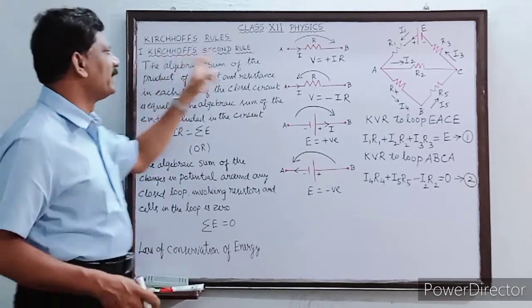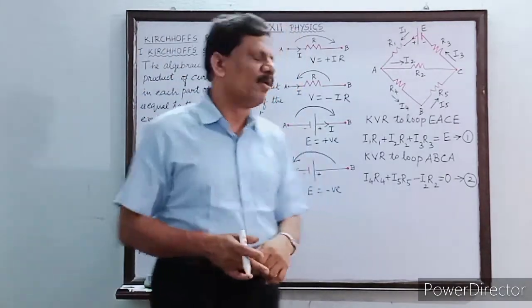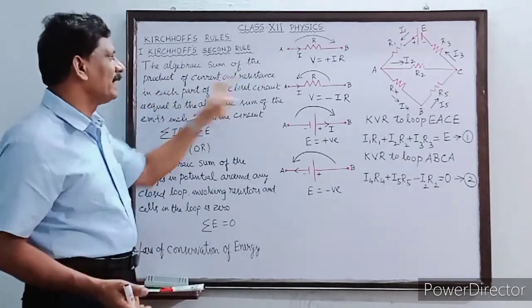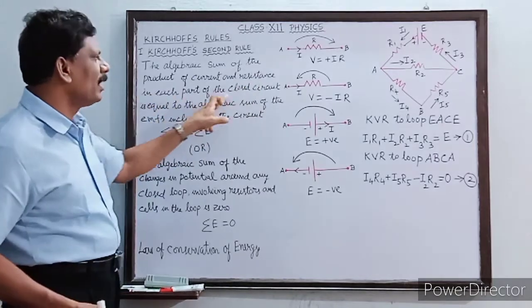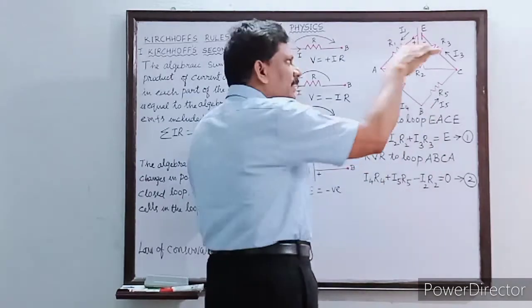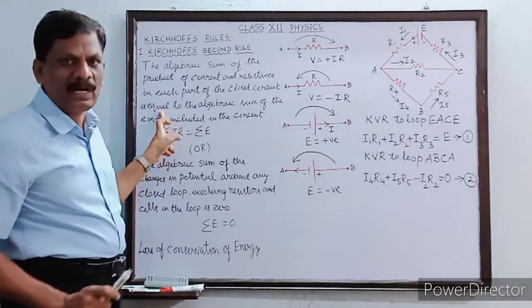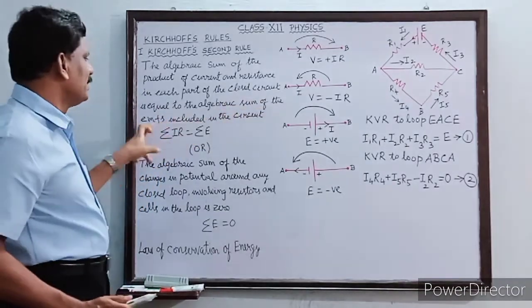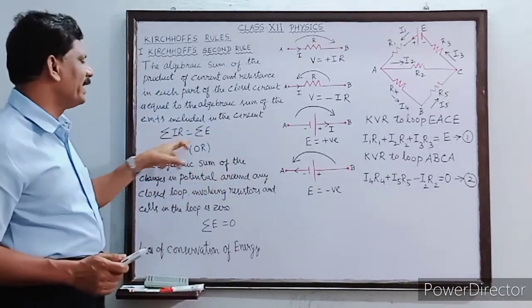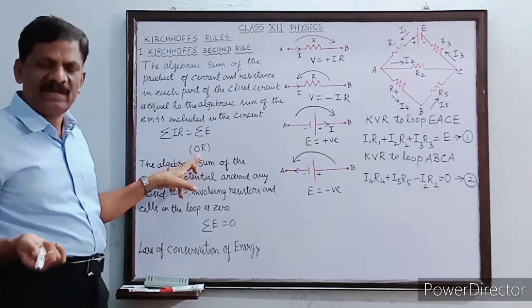What is the statement of Kirchhoff's second rule, which is also called Kirchhoff's voltage rule? The algebraic sum of the products of current and resistance in each part of the closed loop. This is totally a closed loop, and inside that there are some parts. In each part of the closed loop, it is equal to the algebraic sum of the EMFs included in the circuit. So mathematically, sigma IR is equal to sigma E.